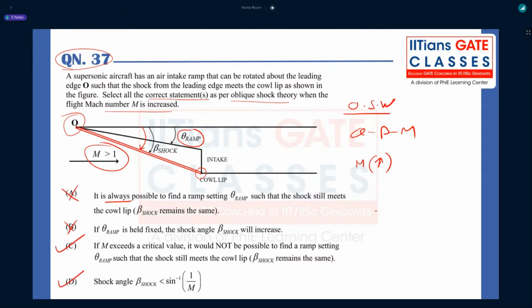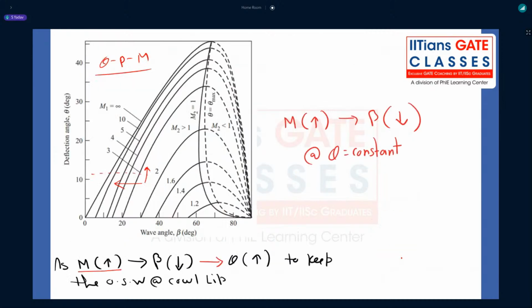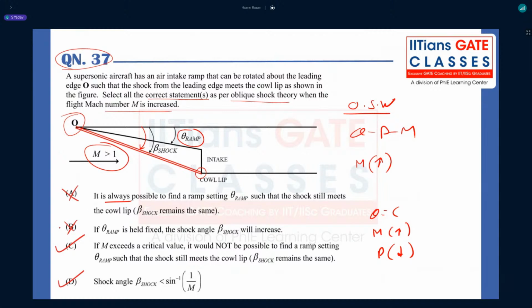It is saying that if you keep theta constant and increase the Mach number, beta is supposed to reduce. So let's look at the statement. As the Mach number increases, beta will reduce. Actually, that is right. By mistake, I have put it wrong. Sorry about that. They are saying beta will increase, but in reality, beta will decrease. So definitely this statement is wrong.